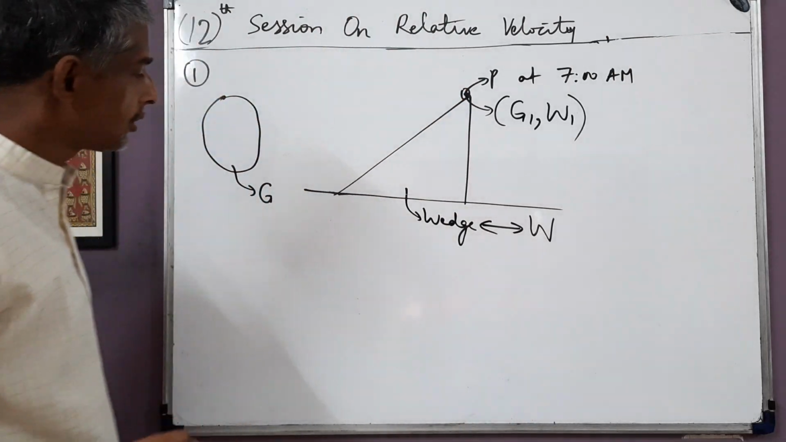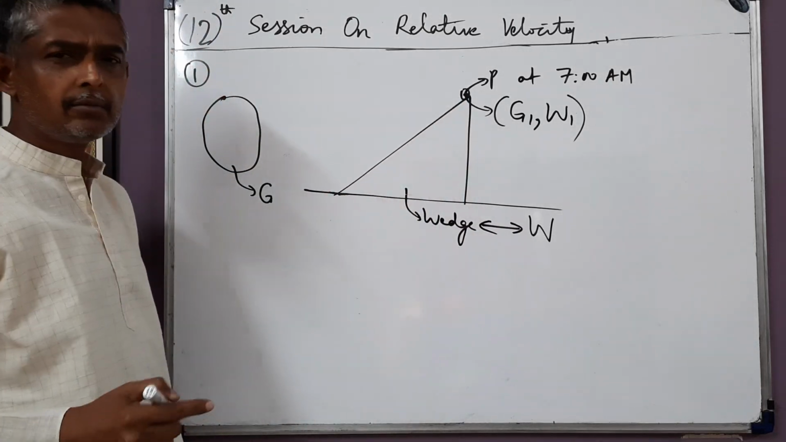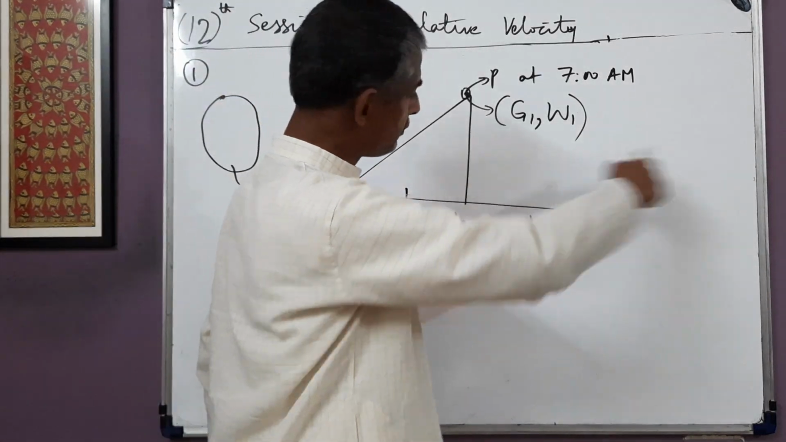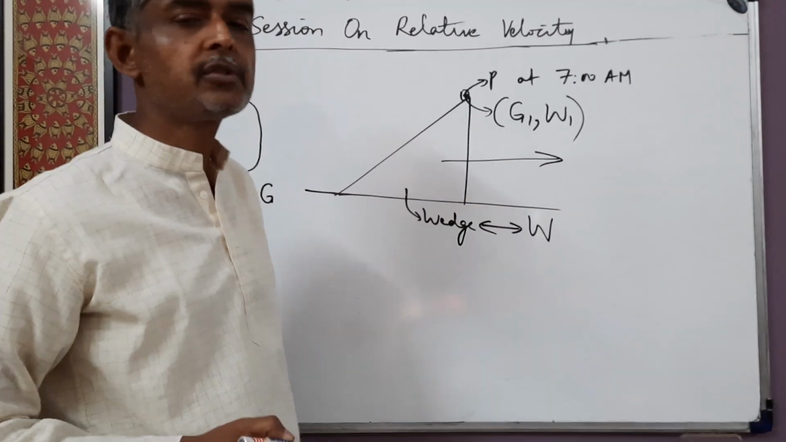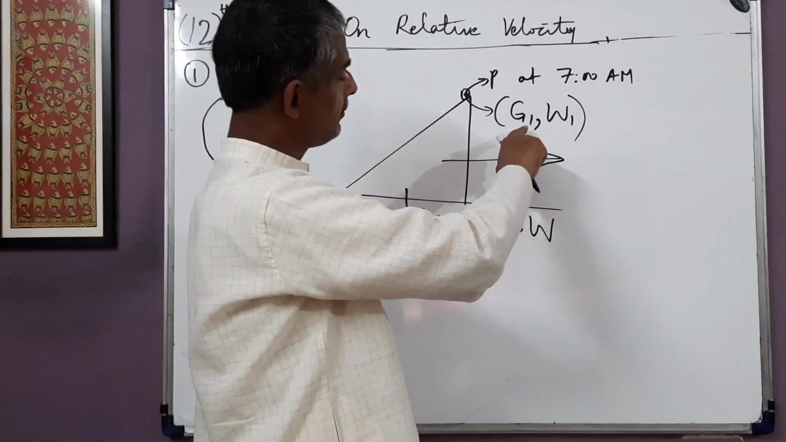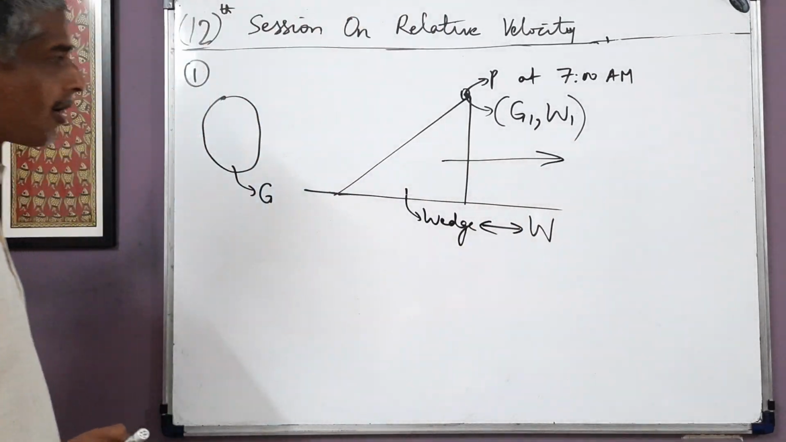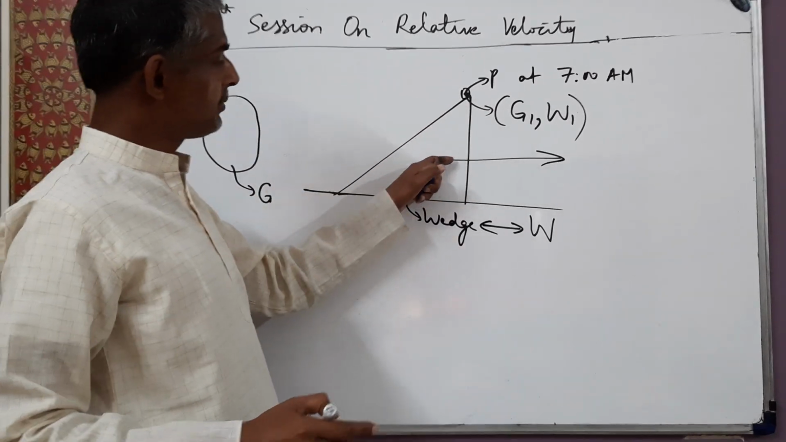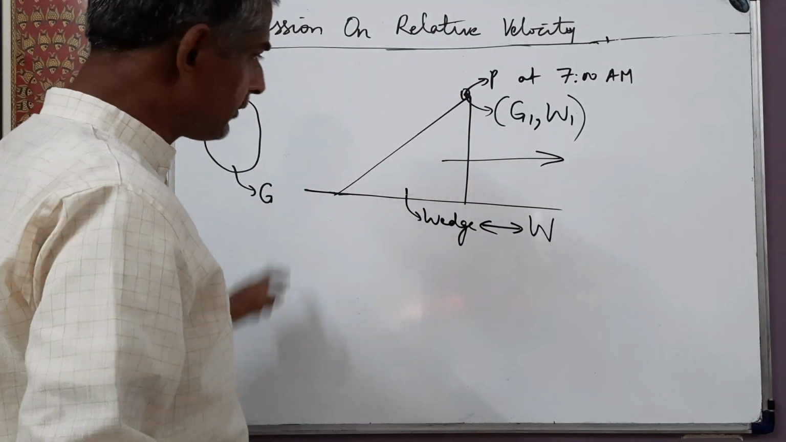Fine. Now what happens? This point starts to slide down the wedge, and due to some reason, perhaps some additional forces acting on the wedge, the wedge begins to move rightward with respect to ground. So this arrow indicates that the wedge moves rightward with respect to ground. And point P at 7 am occupies location G1 of the ground frame and location W1 of the wedge frame. Alright. Now what happens? This wedge begins to move rightward with respect to ground, and point P starts to slide down the wedge incline.